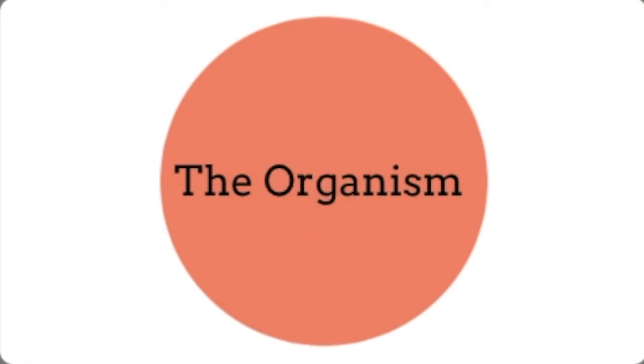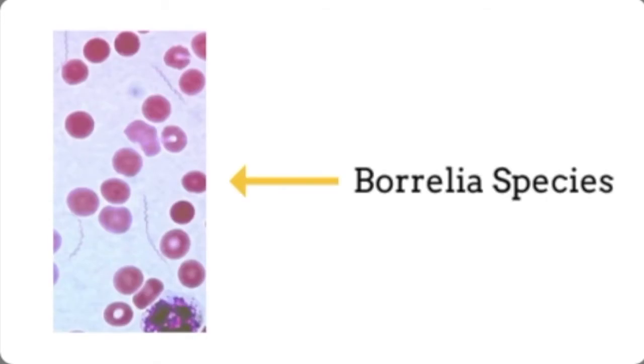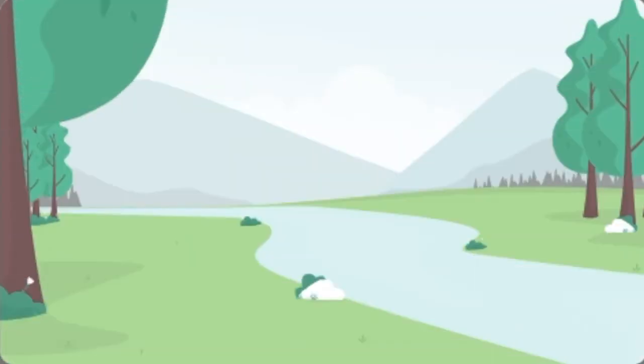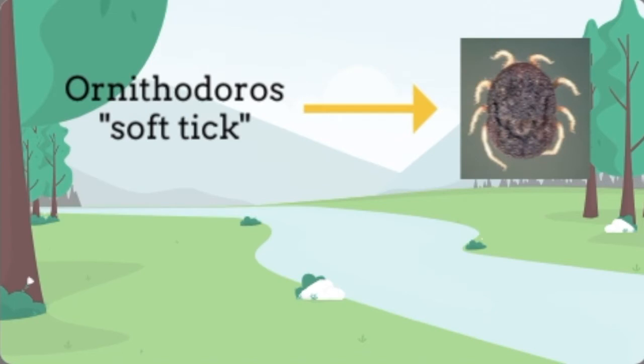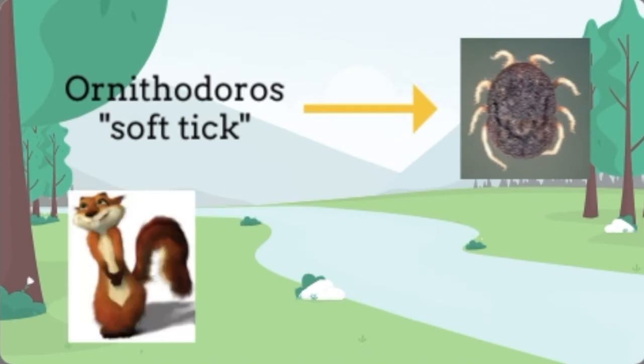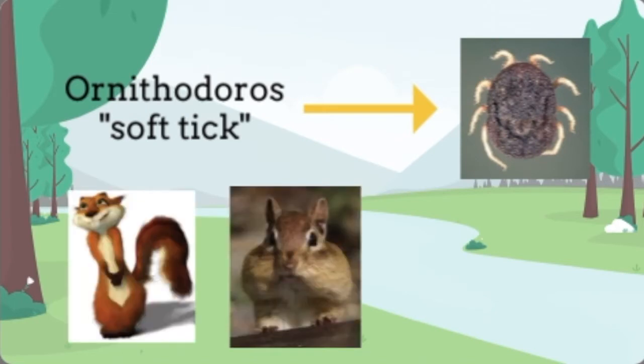So what is the organism that is responsible for tick-borne relapsing fever? The Borrelia species is the organism that causes tick-borne relapsing fever in humans. It is transmitted to humans by exposure to an infected Ornithodoros tick that lives in the nests of small animals such as squirrels and chipmunks. Ornithodoros soft ticks are the main vectors that transmit the disease to humans. These ticks emerge at night and feed for a brief amount of time.